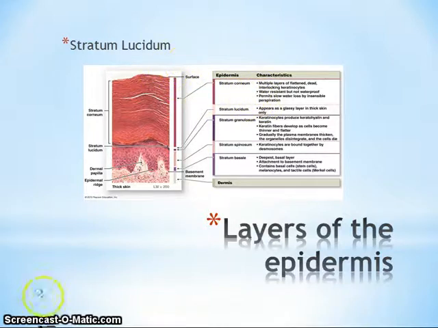The next layer is the stratum lucidum. Think about something that's translucent. You can sort of see through it. This layer is somewhat transparent as well, or translucent is the proper term. There are typically only 3 to 5 layers of cells here, and this is only found in the soles of your feet and the palms of your hand. They're flat cells, they're densely packed together, and they're filled with keratin.